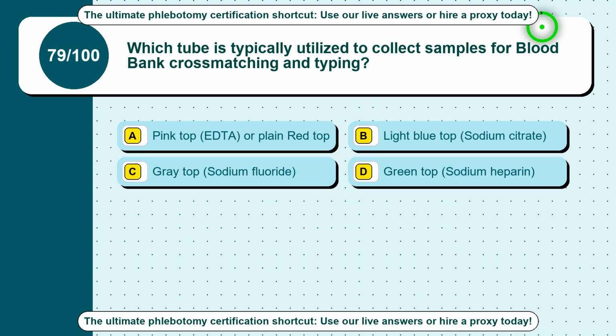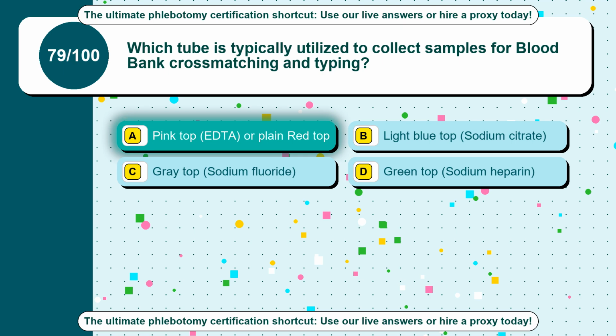Question 79. Which tube is typically utilized to collect samples for blood bank cross-matching and typing? Option A, pink top, EDTA, or plain red top. Option B, light blue top, sodium citrate. Option C, gray top, sodium fluoride. Option D, green top, sodium heparin.